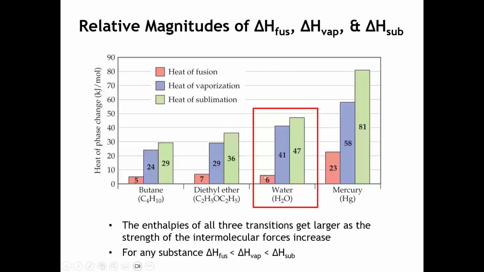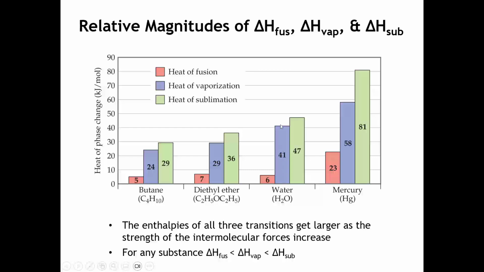We could graphically show this, as we see here, and water is shown as the third from the left. The enthalpy of fusion, or the heat of fusion, is much smaller than the other two. And the reason for that is not too hard to understand, because if we think about fusion, we're not really separating the molecules from one another. We don't have to overcome all of the intermolecular forces. We just need enough energy that they can start moving around, sliding past one another.